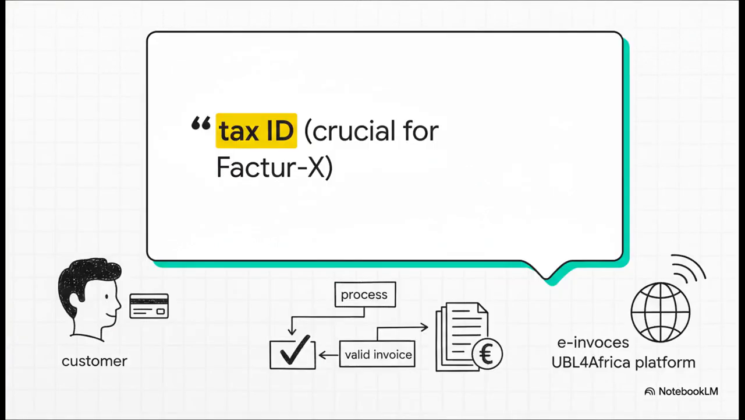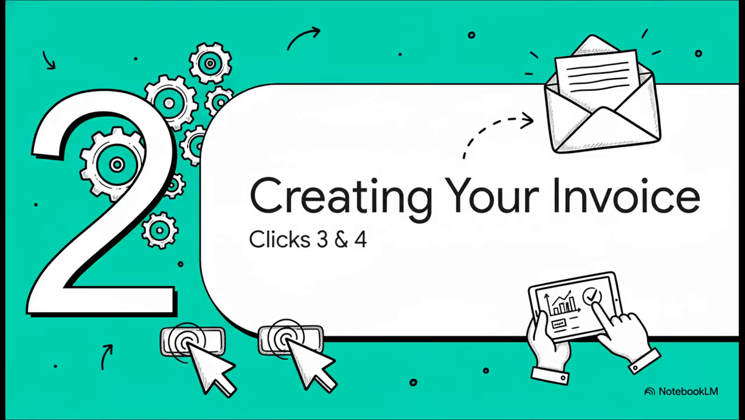Now, here's a super important tip. When you're adding that customer, you have to get their tax ID. This is a big deal. It's not just for your own records. It's absolutely crucial for the Factor X invoice to actually be valid. Without it, the other system, well, it just won't know what to do with it. And that's it. Setup is done. 2 clicks in the bag. See? Told you it was easy.